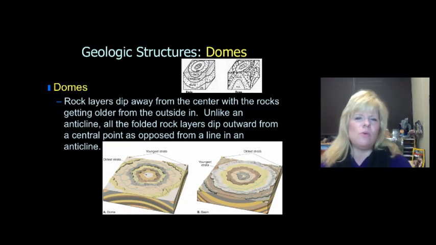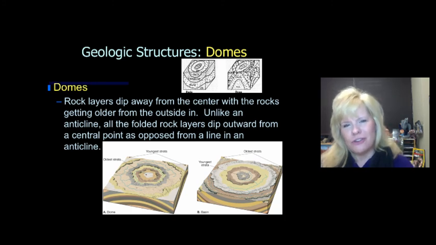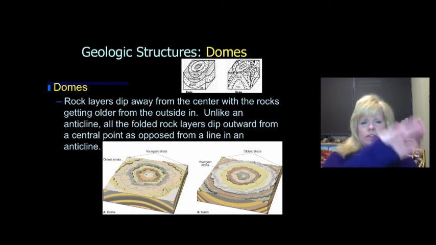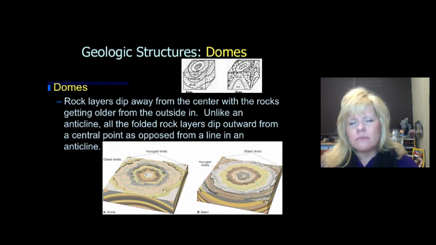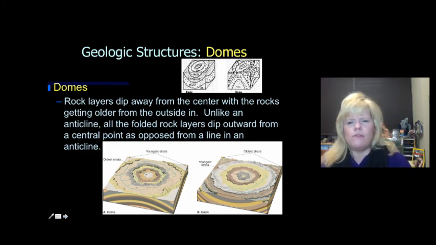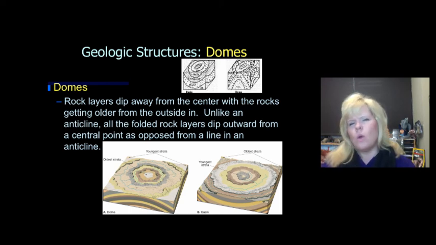So there's two more rock deformation structures we need to learn about: domes and basins. Domes would be features like the Superdome, right? Where you've got an upward layer of rocks that actually comes up and makes a shape like this. You know, it's a dome. So the rock layers in a dome dip away from the center, with all the rocks getting older from the outside in. So it's not an anticline.